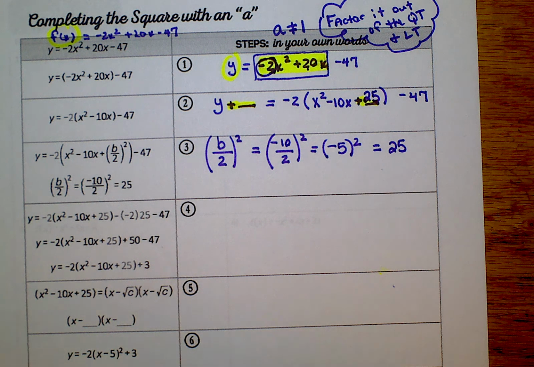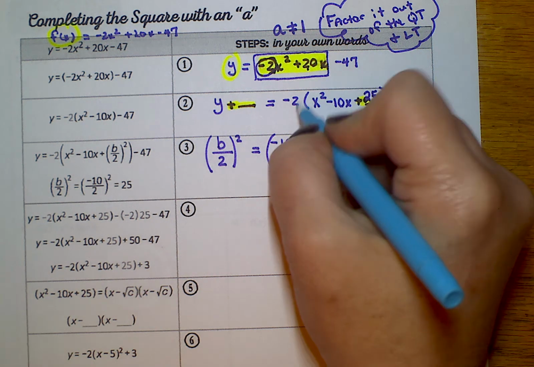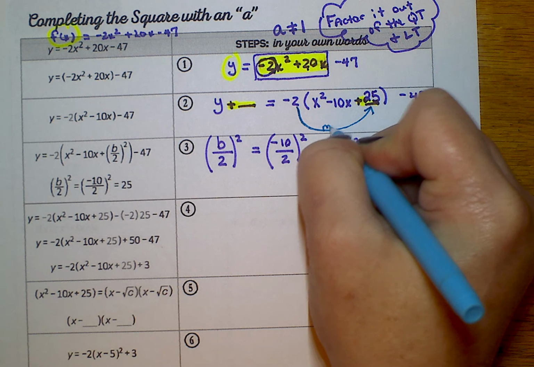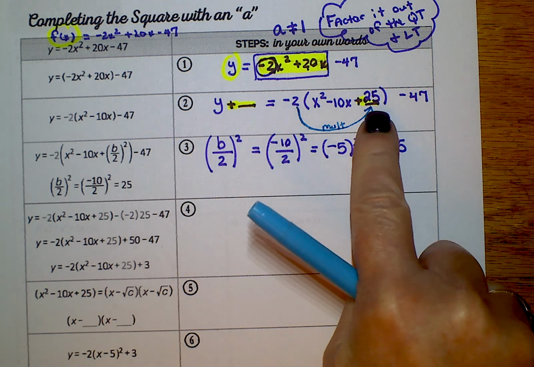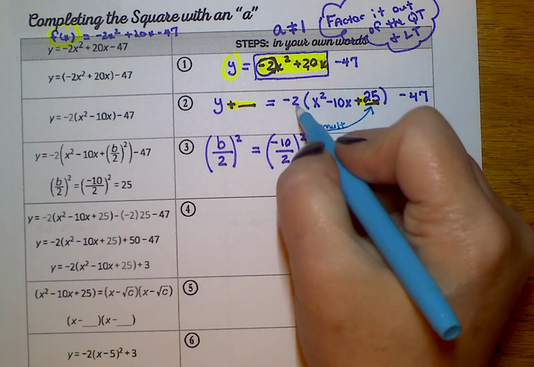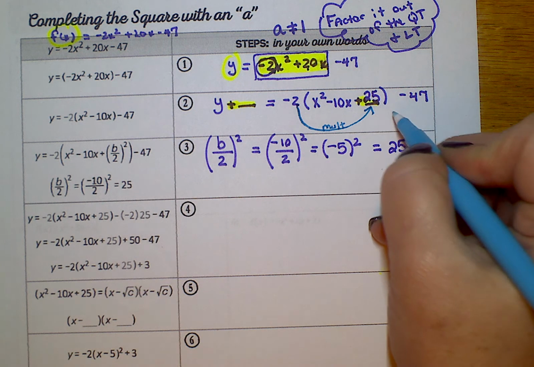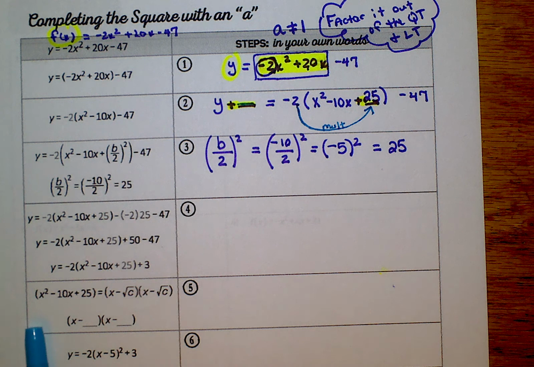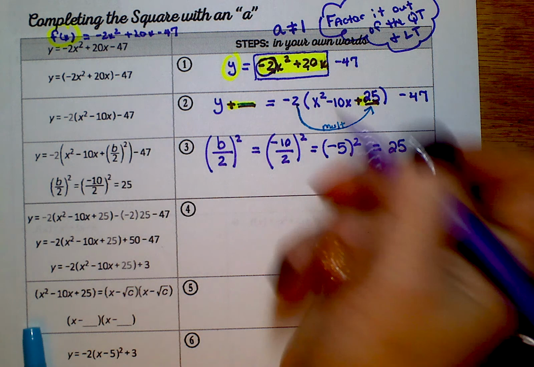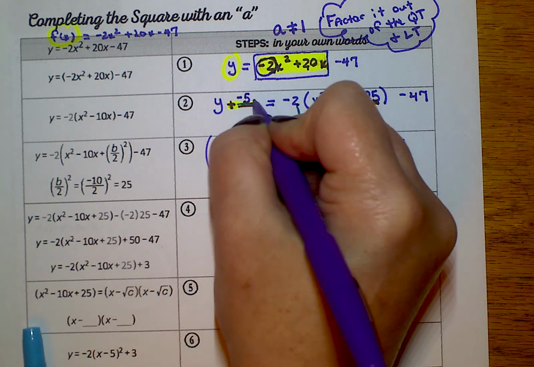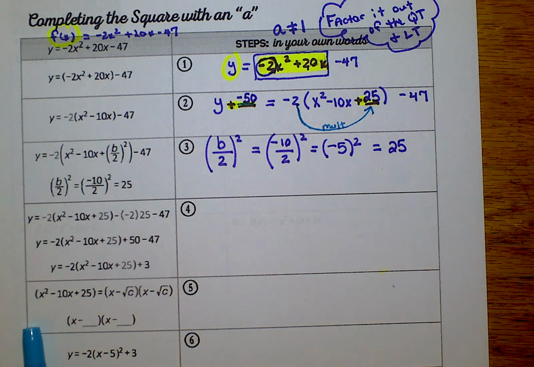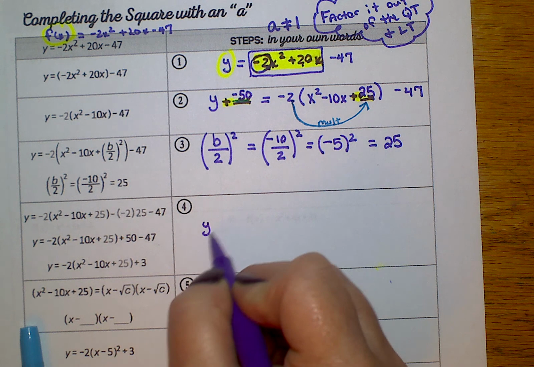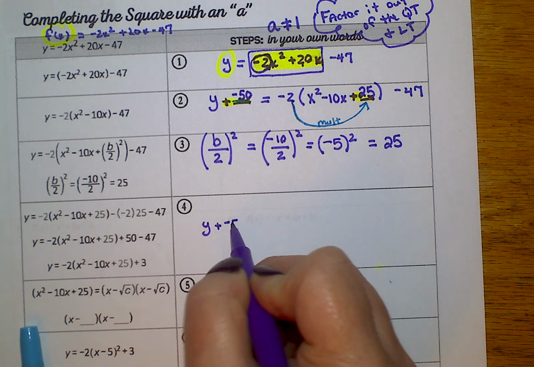Now you've got to be very, very careful because you have to multiply that number, because it has a -2 times it. So you have to multiply this number to that blank to figure out what to put here. So -2 times 25 is -50. So I'm going to come down here and put plus -50.